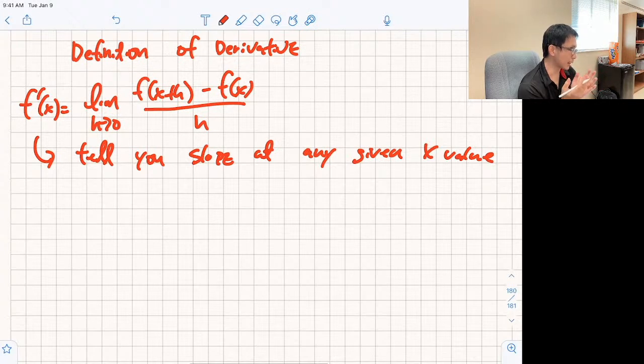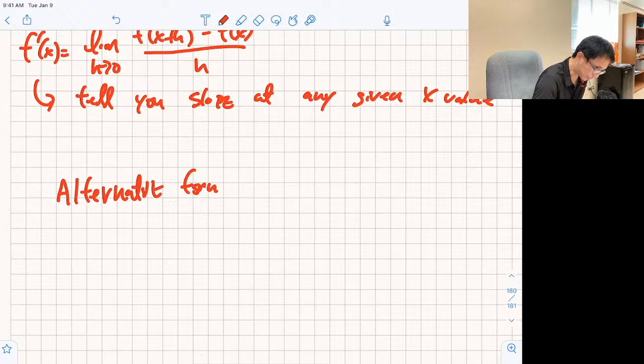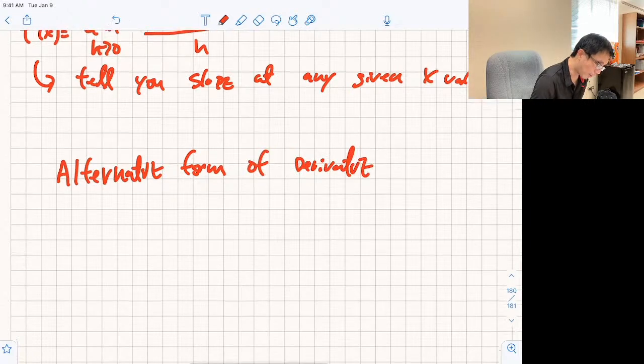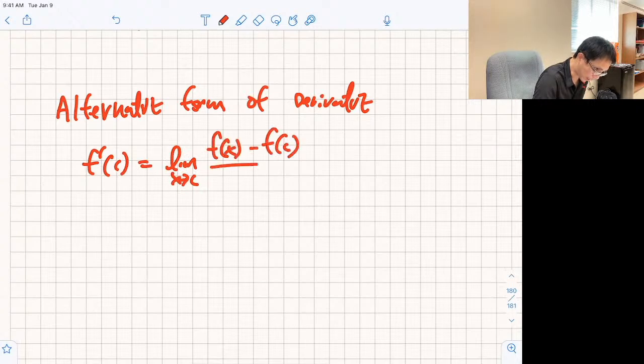But this is actually a good thing, because it gives you a formula for the derivative. But what if I just want the derivative at a single point? So this becomes an alternative form of derivative. What is the alternative form of derivative? Well, f prime of c is equal to the limit as x approaches c of f of x minus f of c over x minus c.